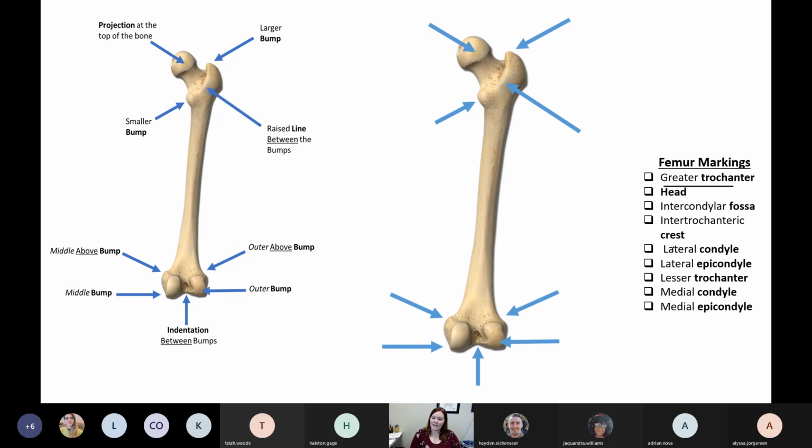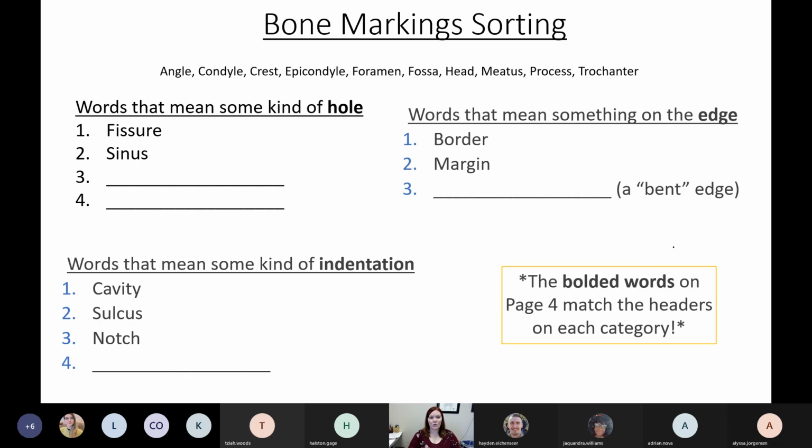So the goal of the activity on page 4 is for us to start seeing some of those anatomy words and figuring out in normal person words, what do these words mean? Because flip with me to page 5, where you start to see this. Page 5 shows you what we need to do with these bone marking words. All of the bone markings we're going to learn this semester fall into these 4 categories. Some of them mean some kind of hole.